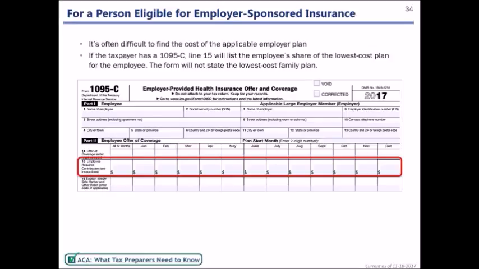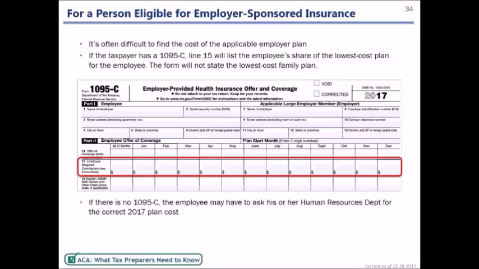That's more than half the battle, figuring that out. And if there is no 1095-C, it's actually not a hard thing usually to ask the Human Resources Department to come up with a previous year plan cost of the lowest cost plan. This is something that they have readily available. It's easier than some of the other questions we might need to ask them. So it's worth it to have an employee ask at their job to see if they can claim this exemption.